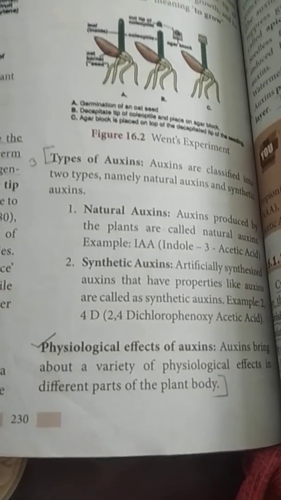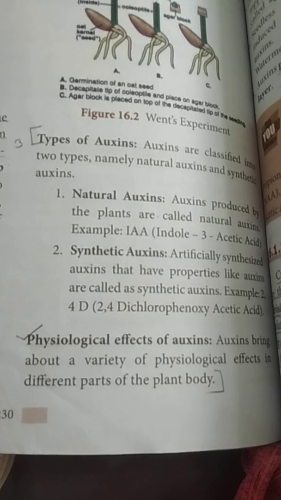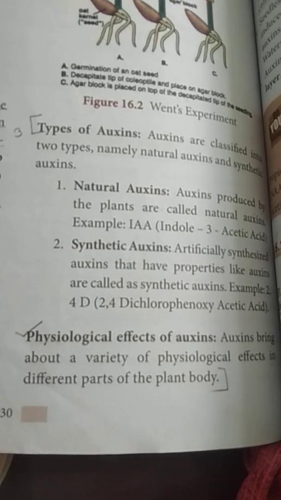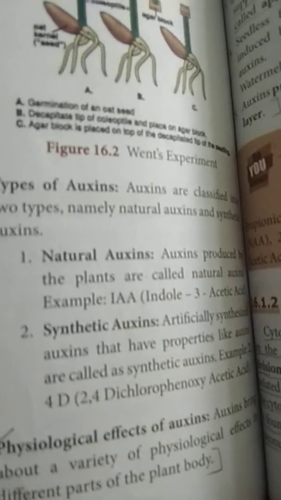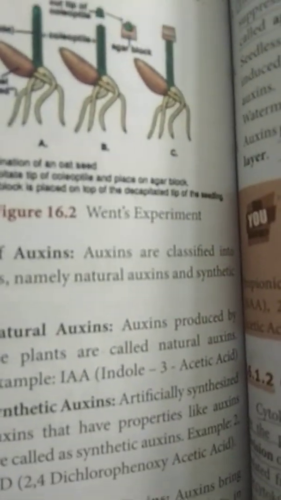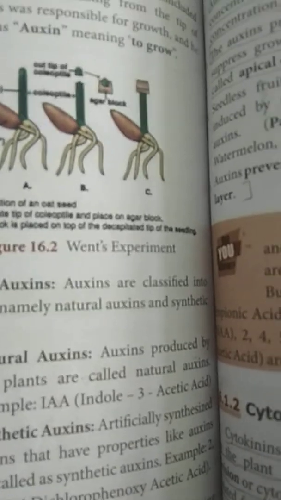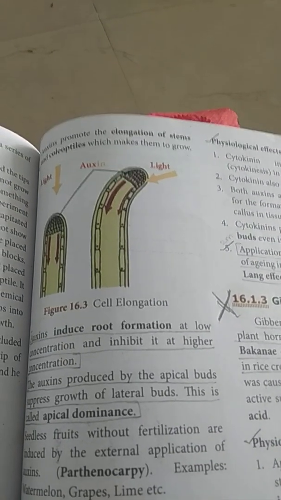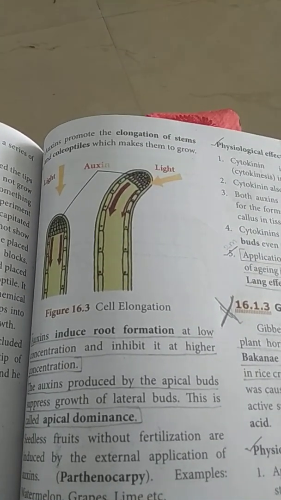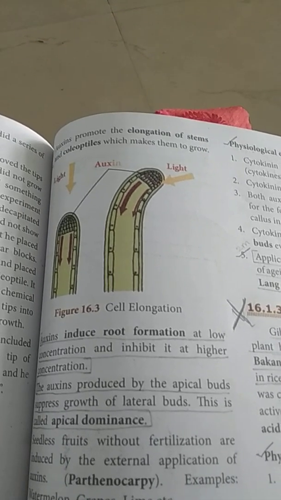Next we go on to see the physiological effects of auxin. Auxins bring about a variety of physiological effects in different parts of the plant body. Auxin promotes the elongation of the stem and coleoptile, which makes them grow. So two main functions are there: one is elongation and also growth. The second, auxins induce root formation. Root formation is very important. It promotes at a lower concentration and inhibits at a higher concentration.